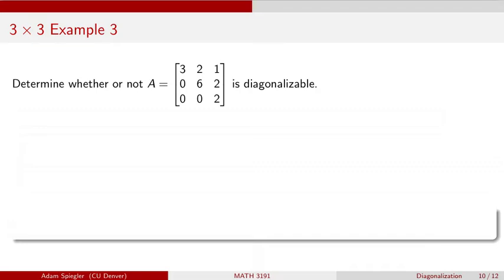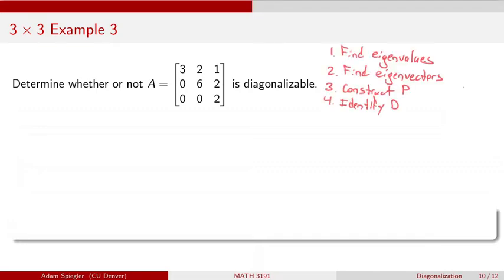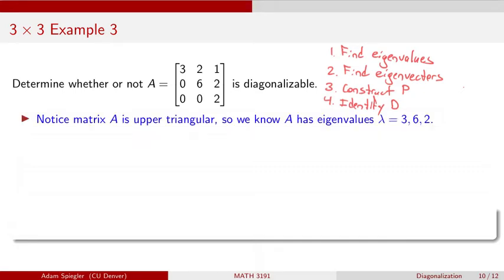So we are not being asked to find the matrix P that's going to diagonalize A, possibly, but just yes or no determine whether this matrix is diagonalizable. And so step one in this process is to find the eigenvalues. Then we can find the eigenvectors and consider whether we have enough eigenvectors to construct matrix P. So here we just need to really go through the first two steps. And so because matrix A is upper triangular, we can identify the eigenvalues of matrix A just by identifying the diagonal entries. So we have three eigenvalues, 3, 6, and 2.